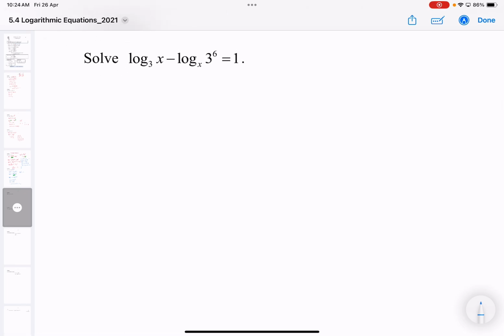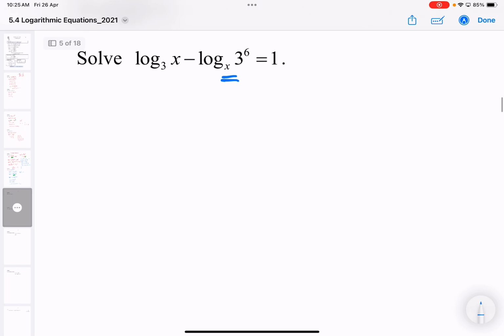Okay, so I have log base 3 of x minus log base x of 3 to the power of 6 is equal to 1. This one is a little bit tricky because I have a base of x. But if you remember what I told you, change everything to the same base, the lowest base. The question you should ask yourself is, what is the lowest base? Is it 3 or x? Should I change everything to base 3 or to base x? It is often easier to change to a base of a number, so it's easier to work with base 3.